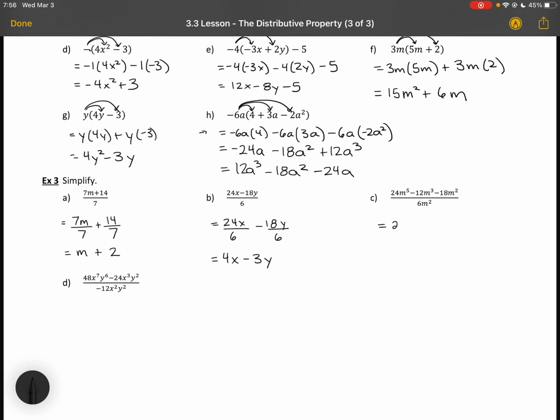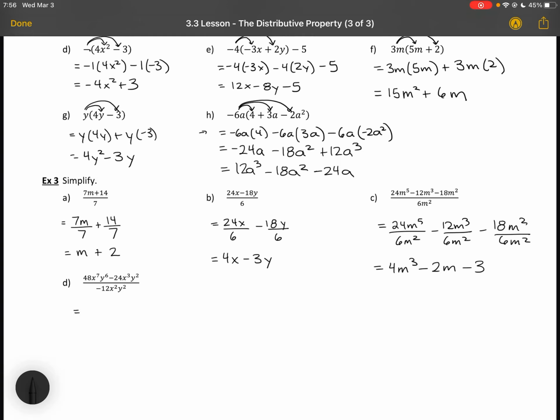Finally, we've got 3 terms on the top. And we're going to divide that by everything on the bottom. So 6m squared minus 12m cubed over 6m squared. And then the last one is minus 18m squared over 6m squared. Simplifying each piece, I get 4m cubed minus 2m minus 3. Remembering that I'm subtracting my exponents because I'm dividing powers that have the same base.